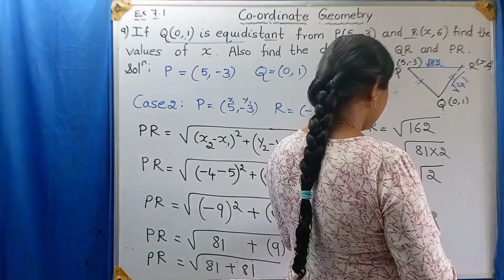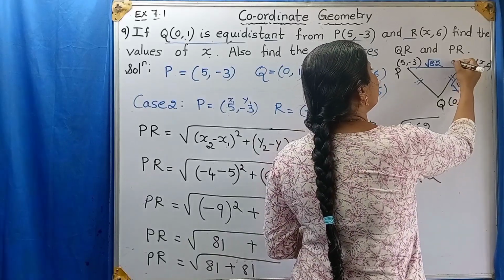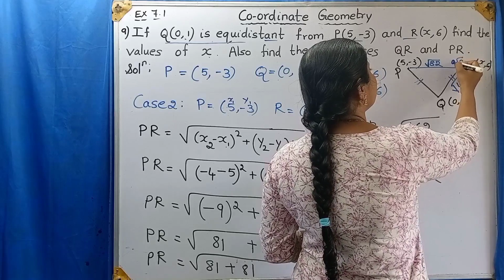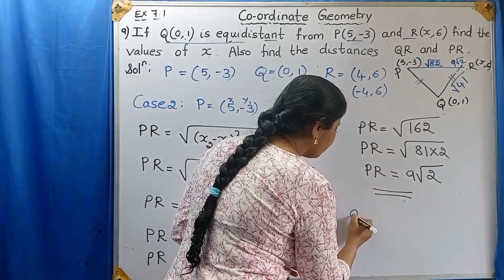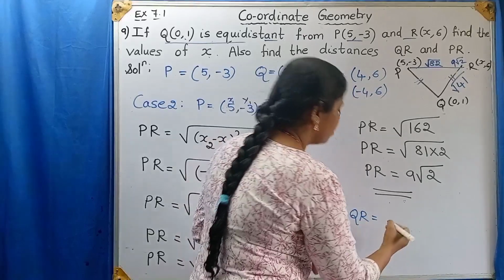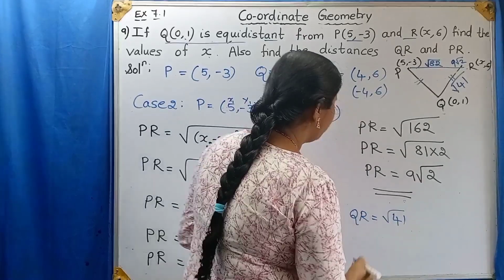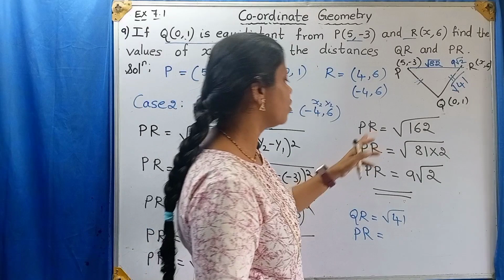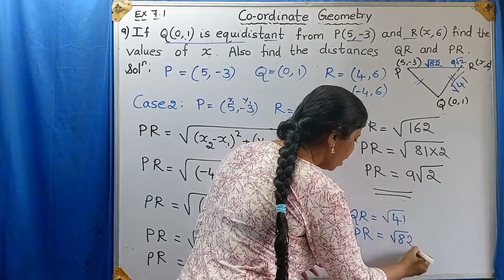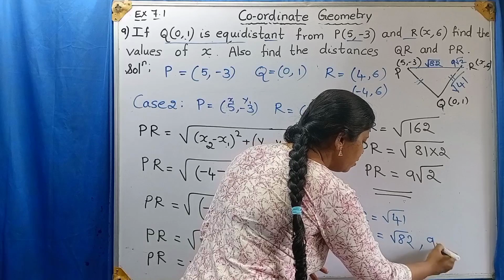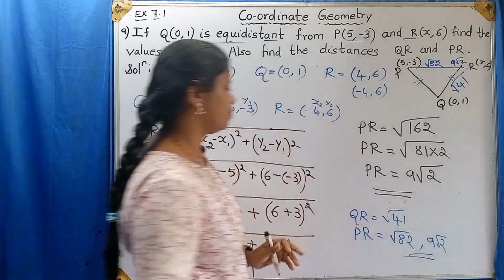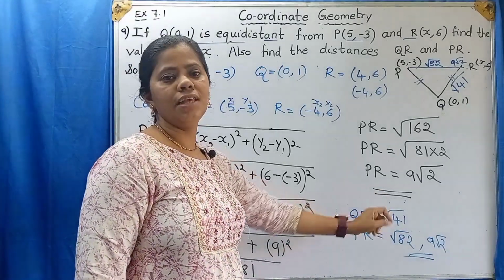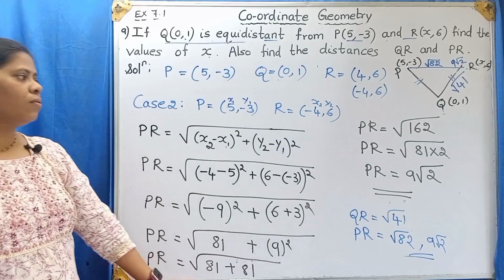Okay. That is 9 root 2, or the distance between QR is square root of 41, and the distance between PR, we will get two answers for it. One is square root of 82 and another one is 9 root 2, because there are two cases. In QR also there are two cases, but in both the cases we will get the same value. Okay. Hope you have understood.